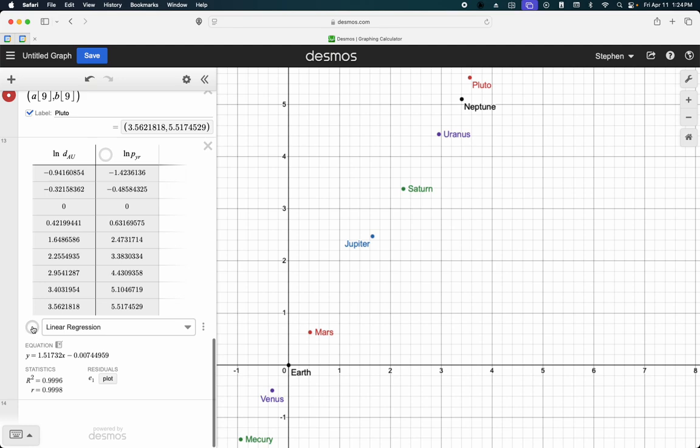What do you press to get that? The linear regression, over here to the left of the log table, was a little button. Click on that button, that's add regression, and that calculates my line of best fit. As Miles keeps wanting to point out, Pluto is not super on that line of best fit. It's pretty close, but it's not on the line. Neptune is a little off too.